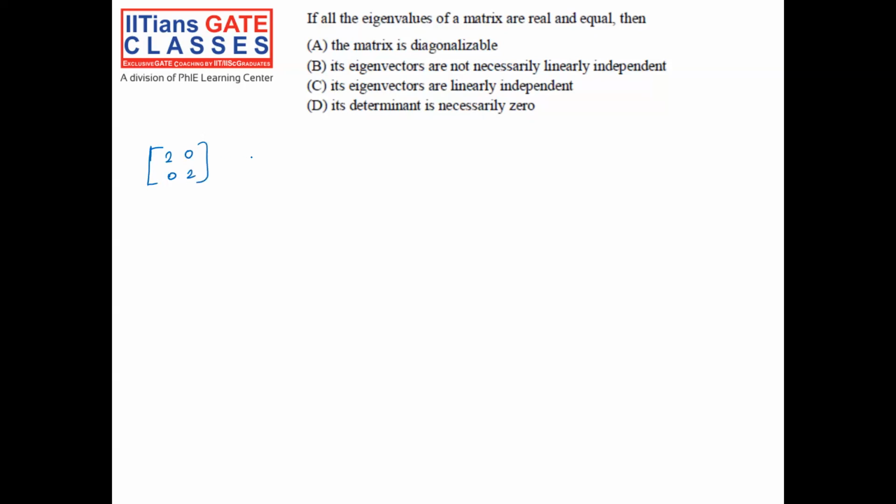Determinant of A minus lambda I equal to 0. So it's 2 minus lambda, 0, 0, 2 minus lambda, and the determinant of it equals 0. We can say (2 minus lambda) into (2 minus lambda) equals 0. Hence lambda equals 2, 2. So these are real and equal eigenvalues.